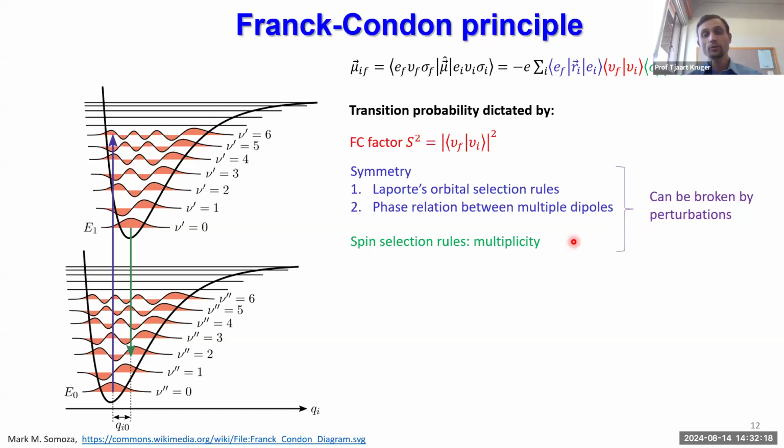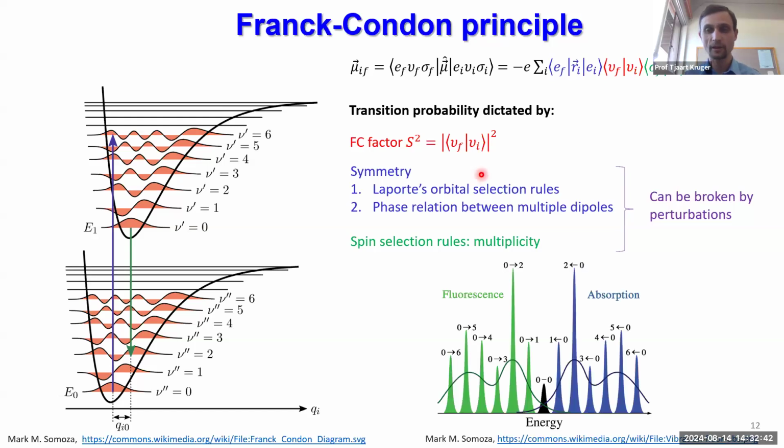Okay, these two selection rules can be broken by perturbations. In the case of spin selection rules, you can have spin orbit coupling that can allow a transition from, for example, a singlet state to a triplet state. But the same applies to these different symmetry considerations. So I'm going to show a few examples of that in the next few slides.